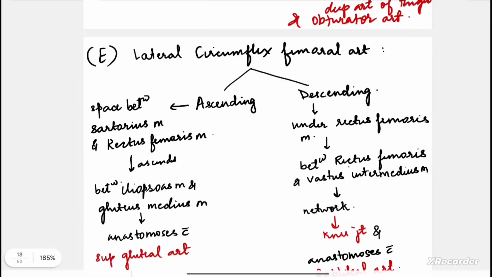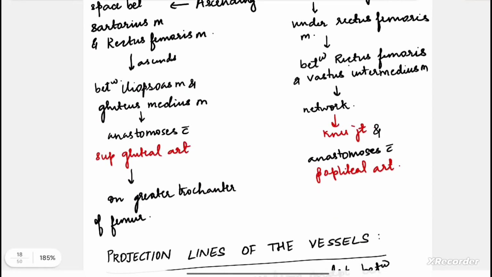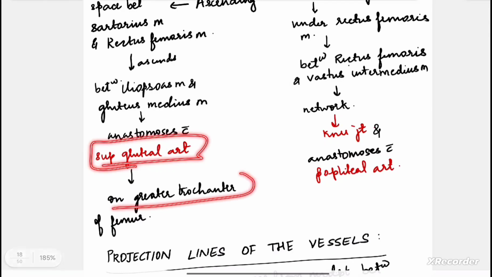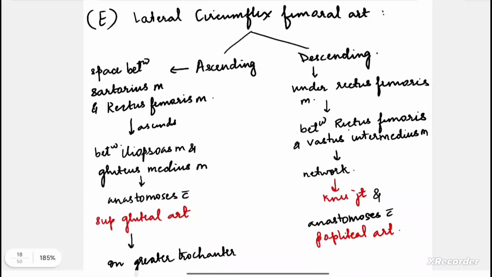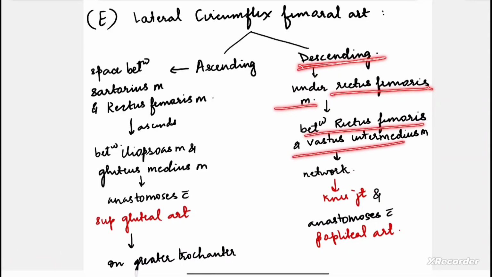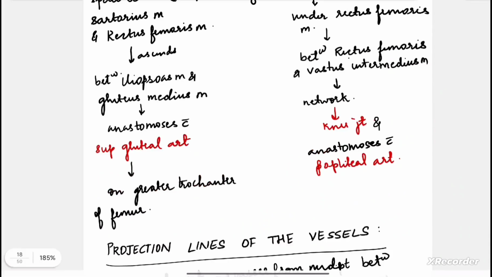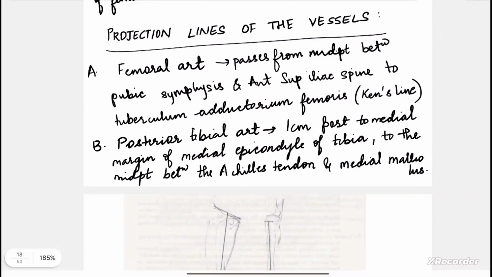Next is the lateral circumflex femoral artery. It has two divisions, ascending and descending. The ascending is in the space between the sartorius muscle and rectus femoris muscle and ascends between the iliopsoas muscle and gluteus medius muscle, and anastomoses with the superior gluteal artery on the greater trochanter of the femur. The descending is under the rectus femoris muscle between the rectus and vastus intermedius, forms a network to the knee joint and anastomoses with the popliteal artery.